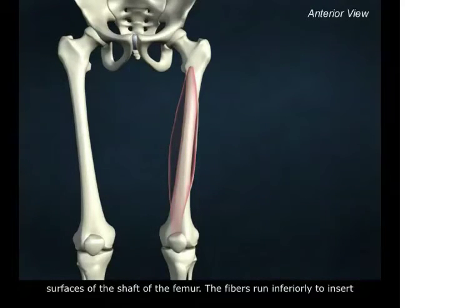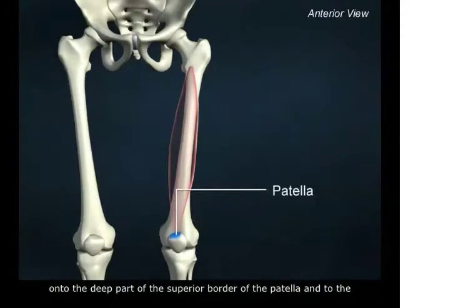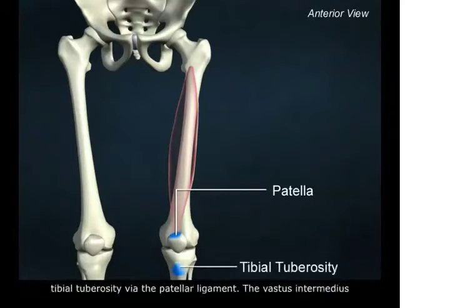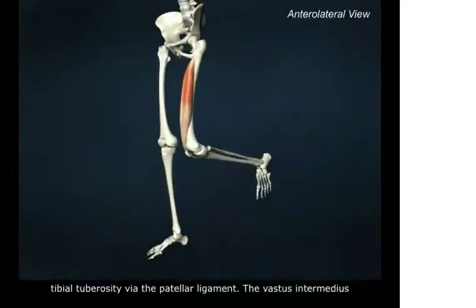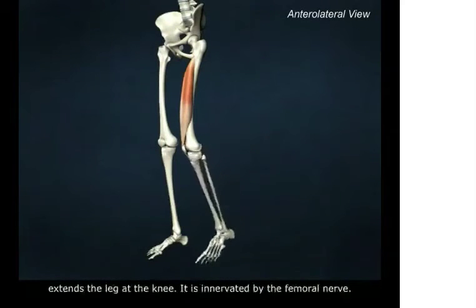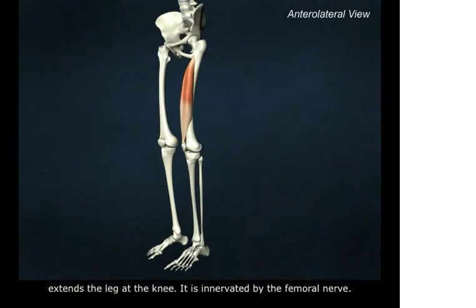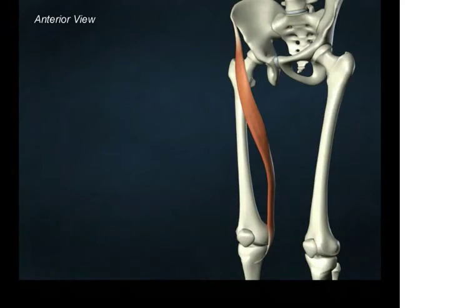The fibers run inferiorly to insert onto the deep part of the superior border of the patella and to the tibial tuberosity via the patellar ligament. The vastus intermedius extends the leg at the knee. It is innervated by the femoral nerve.